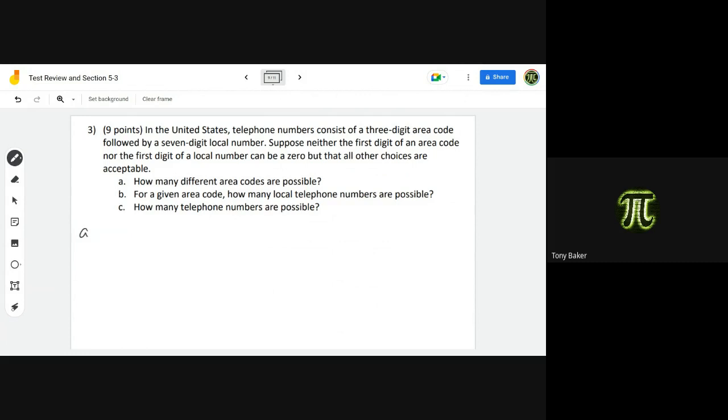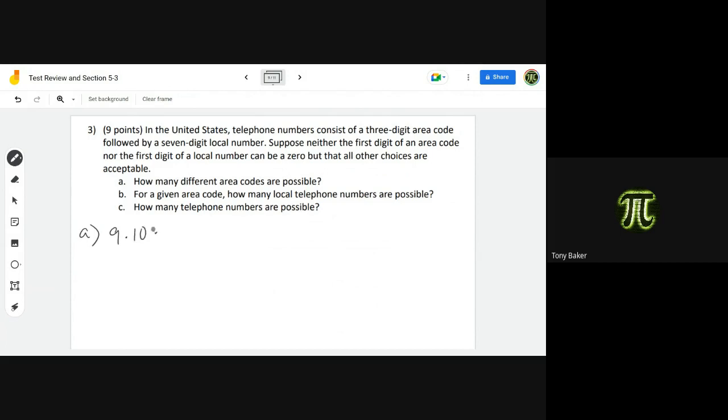So just for the area code, the first digit, how many numbers can be there? 9, not 10, because the 0 doesn't work. How many numbers can be in the second one? Nope, 10, because it doesn't say anything about repeating. So the numbers can repeat.